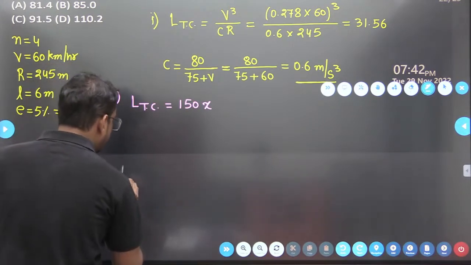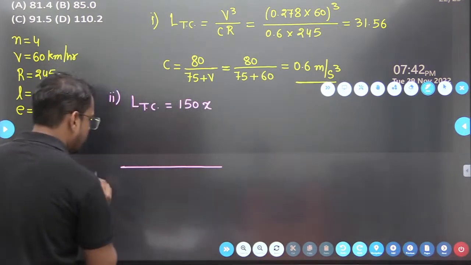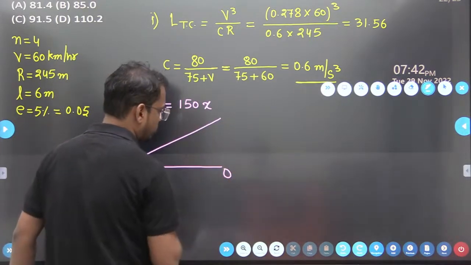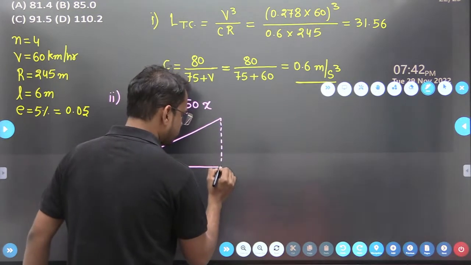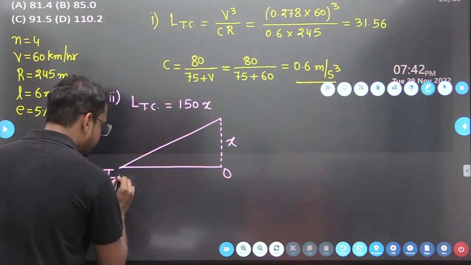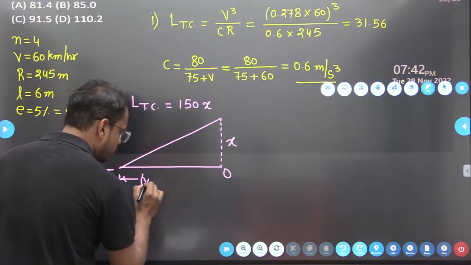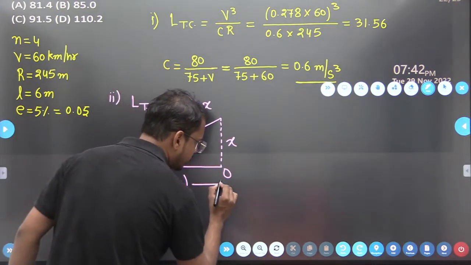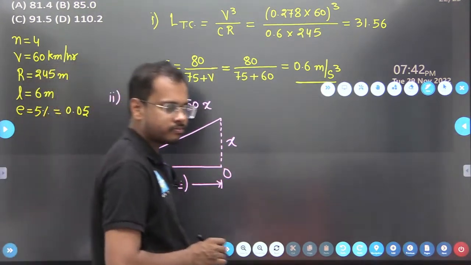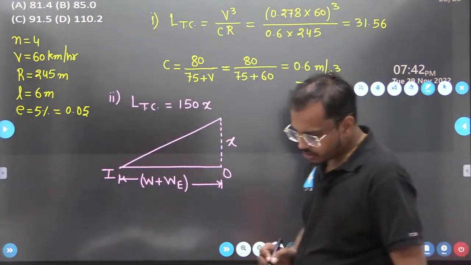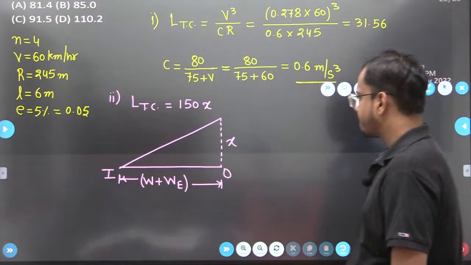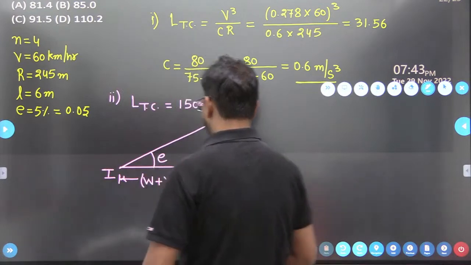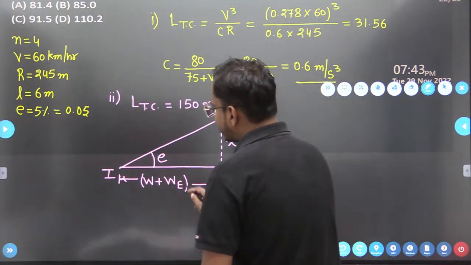If the pavement rotates with respect to the inner edge, so this is our road, this is our inner edge, this is our outer edge. This is the value of x, and this is the width of road, and the width of road is W plus We. We already know that, because it is a curve portion. In curve portion, the total width of road is W plus We. Am I right? This slope is e, that means super elevation. We is the extra widening.